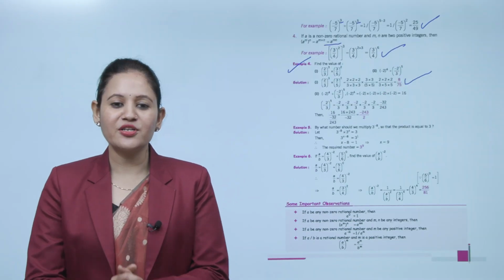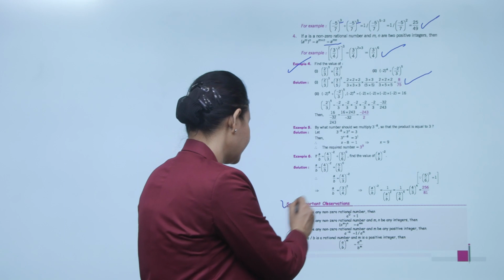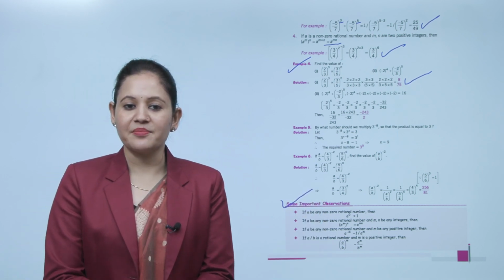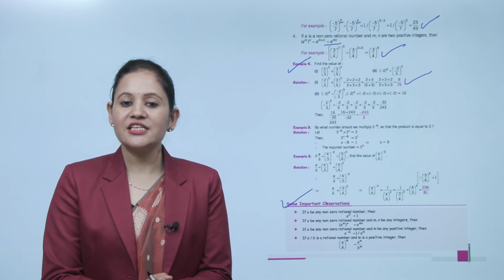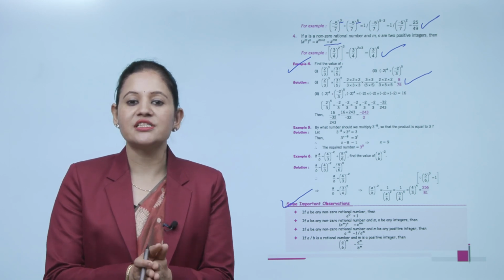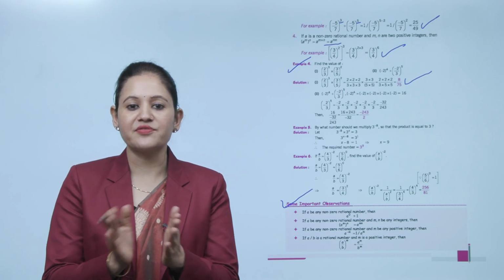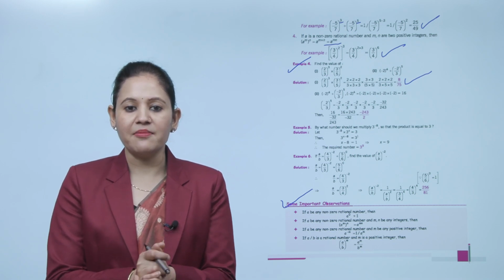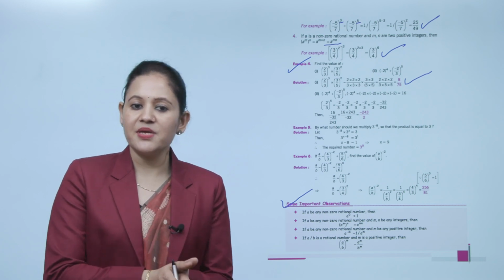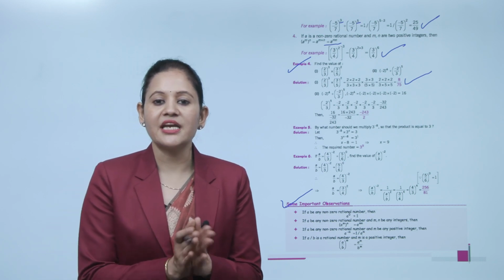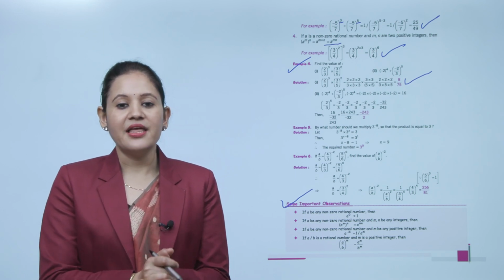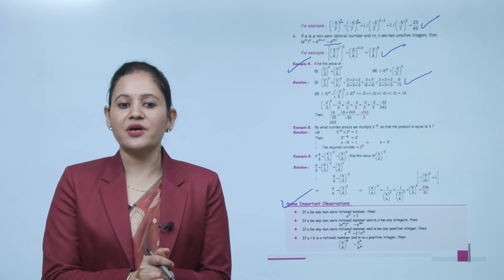Next are some important observations. If a be any non-zero rational number, then a to the power 0 is equal to 1. If a be any non-zero rational number and m and n be positive integers, then (a to the power m) whole to the power n is equal to a to the power mn. If a be any non-zero rational number and m be any positive integer, then a to the power minus m is equal to 1 upon a to the power m.